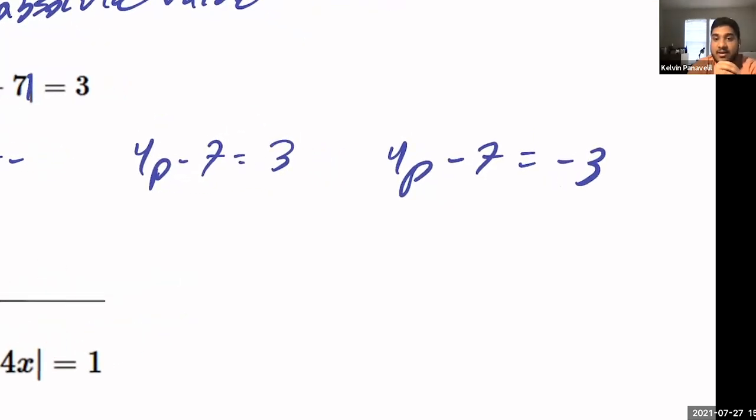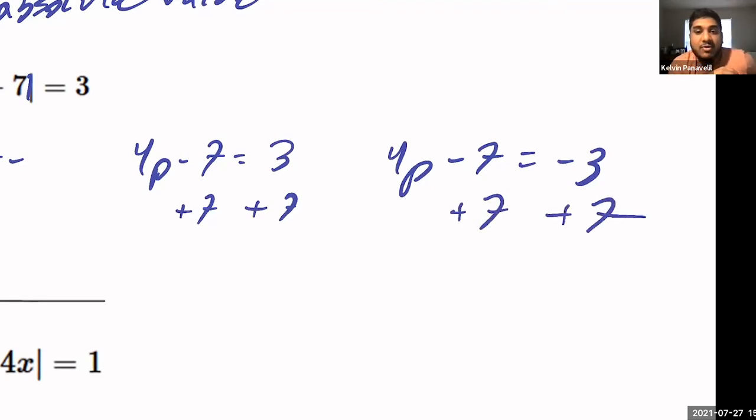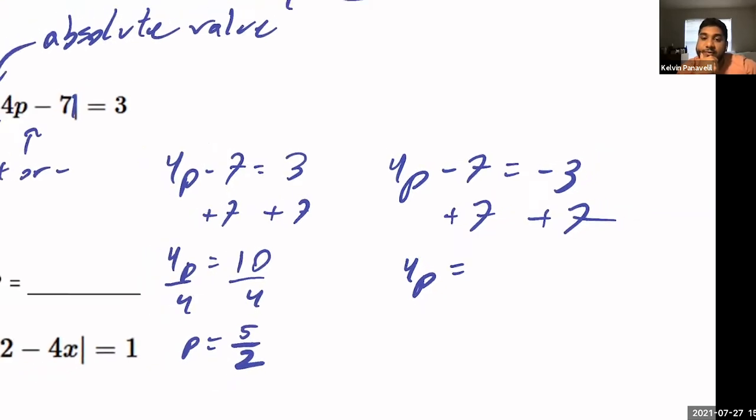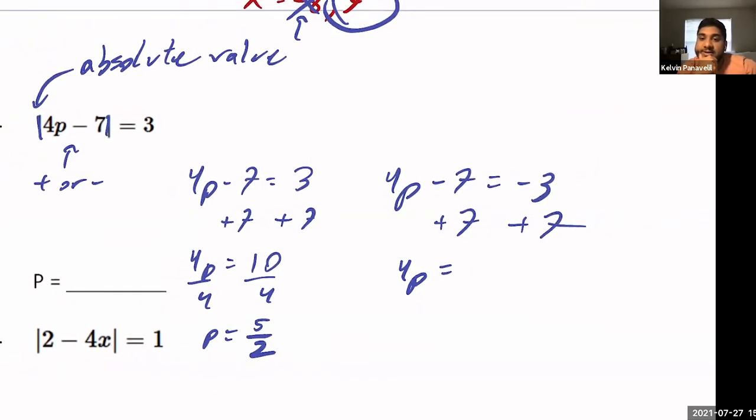Subtract 7, right? Both sides. And Miles, what do we get? Oh, my bad, add 7, both sides. And we're going to get what? 4p equals what? 10, and then p equals? 4. Awesome, right? So 4p equals 10, p equals 10 over 4, which is 5/2. And then on the right side? 4p equals 4, so p equals 1. And p equals 1. Awesome, appreciate it, Miles.